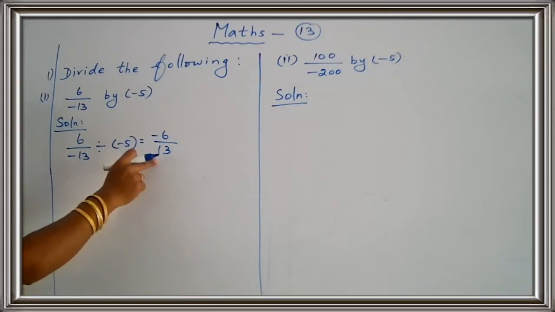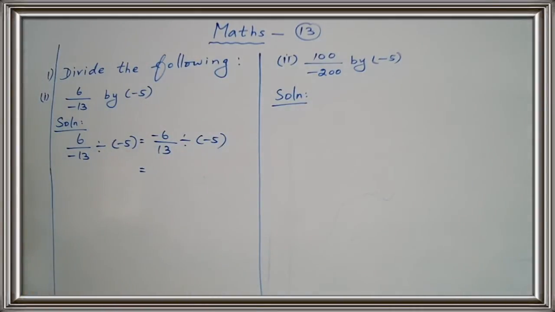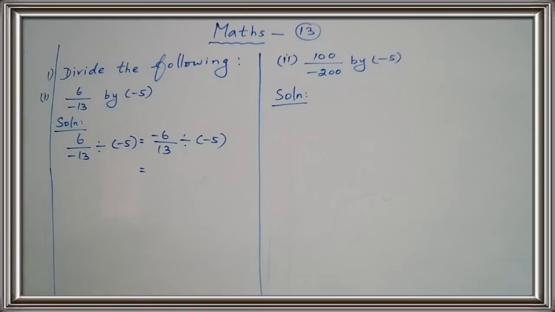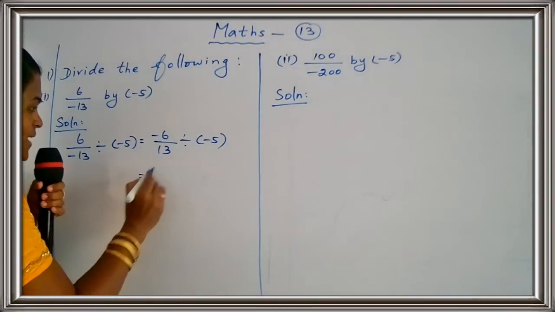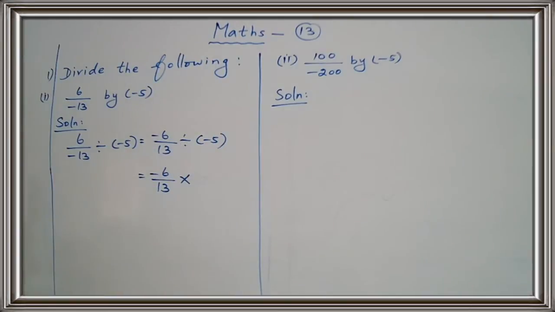6 upon minus 13 divided by minus 5 is equal to 6 upon minus 13 divided by minus 5. This rational number has a negative denominator, doesn't it, children? Here the denominator is a negative integer. So first of all, you convert it. 6 upon minus 13 can be written as minus 6 upon 13. So it becomes minus 6 upon 13 divided by minus 5.